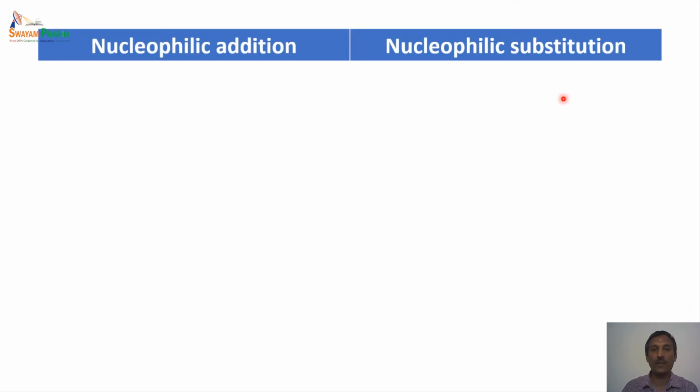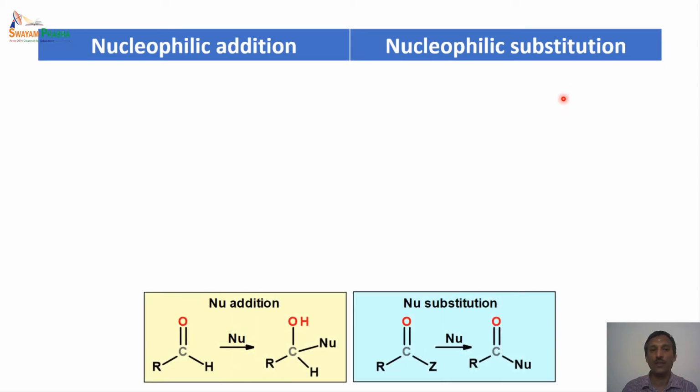So let us compare the nucleophilic addition and nucleophilic substitution and confirm why acid and its derivatives prefer nucleophilic substitution reaction. Now, this is the nucleophilic addition reaction. This is shown by aldehydes or ketones. This is the nucleophilic substitution which is shown by acid and its derivatives. Here the Z is nothing but OH, halides, amides, esters, all the OR groups are the Z groups.